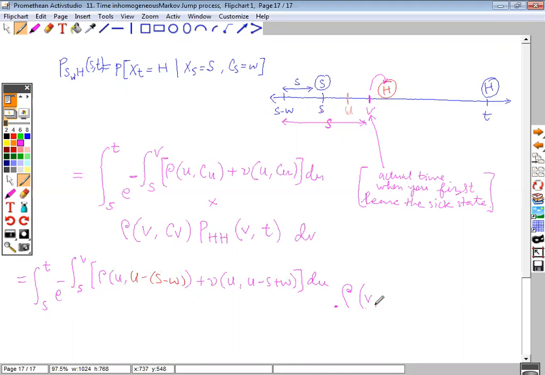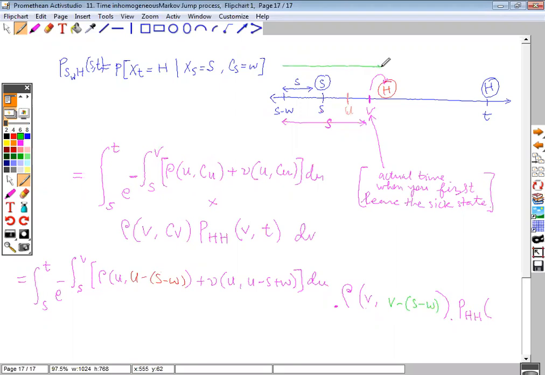Okay, so now what is my CV? Can you guys tell what this CV could be? Anyone? How can I write CV here? It will again be from S minus W to V, right? So V minus. Exactly, exactly right. So it is just going to be V minus S minus W.